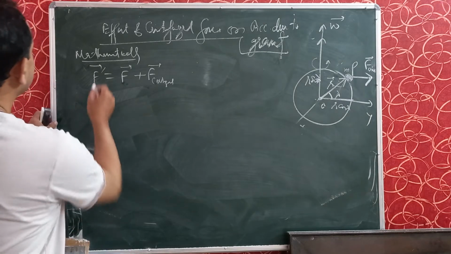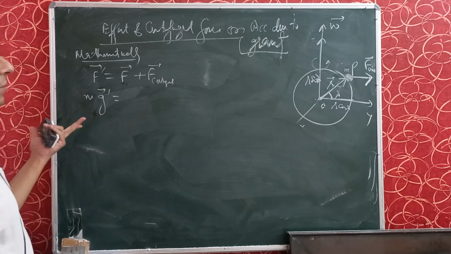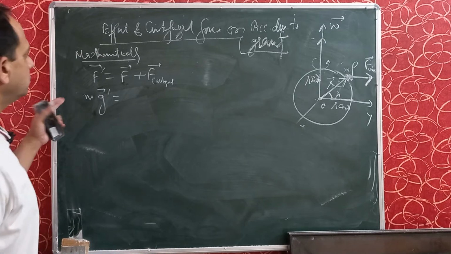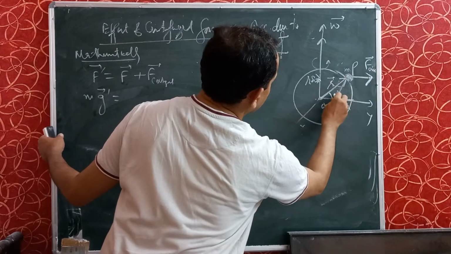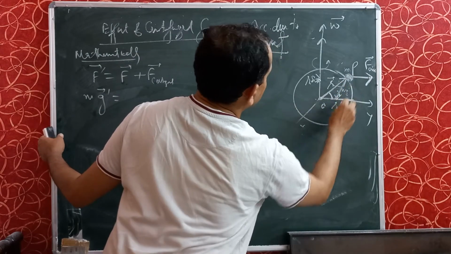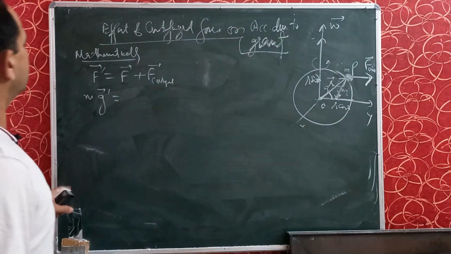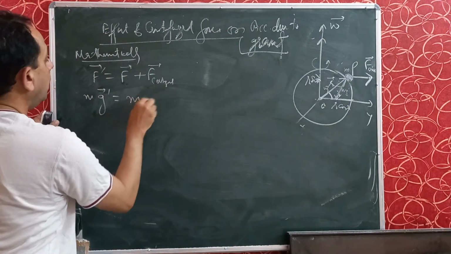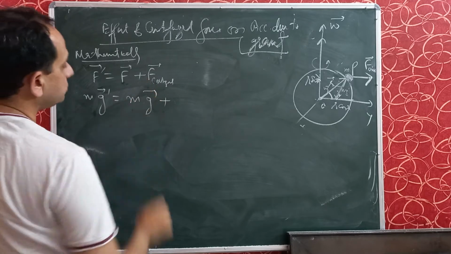It is taken as mg dash, because force is ma or mg. G dash means resultant, in this figure it is the resultant. It will be mg dash. It is mg, and this one is centrifugal force. So F is m into g vector, and this is the centrifugal force.